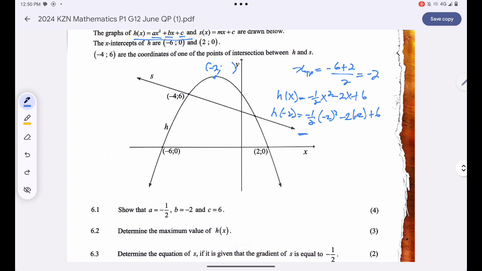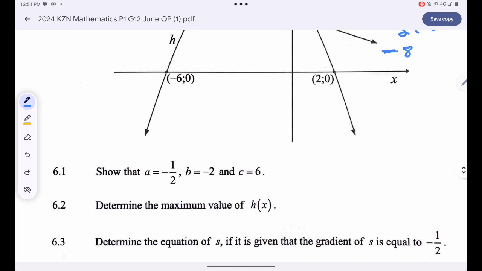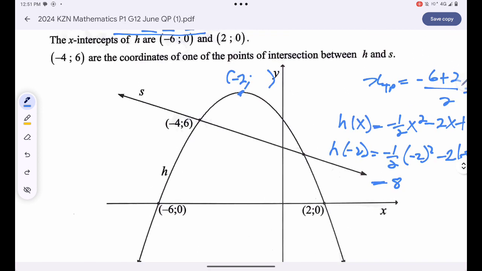I'm lazy to do this off my head. Let me just punch my calculator. Multiplied by (-2) squared minus 2 times the -2 plus 6. So this will simply give me 8. So the maximum value, h of -2, is just equal to 8. Therefore, the maximum value is just equal to 8, because the maximum is the y value at our turning point there.